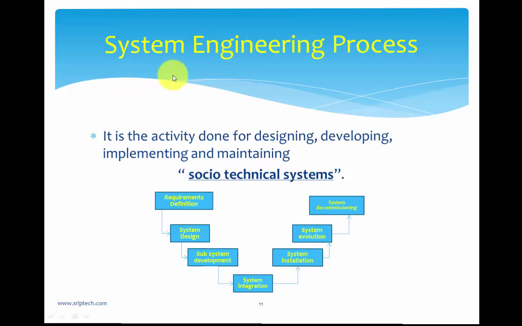Now how do you define a system engineering process? It is the activity done for designing, developing, implementing, and maintaining socio-technical systems. Whenever you talk of system engineering, we are only talking of socio-technical systems. Now what is a socio-technical system? It's a system which is governed by organizational policies. It's a system where people are a part of the system. It's a system which includes both hardware and software and any other components as well. And more importantly, it has a definite purpose.